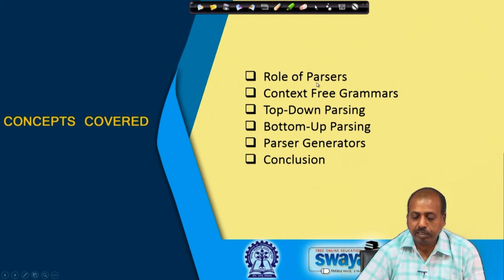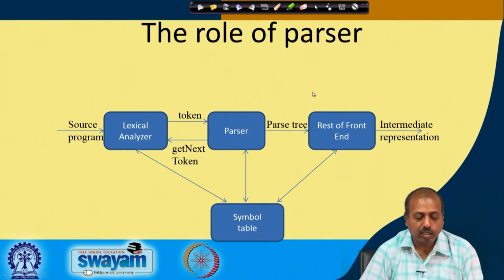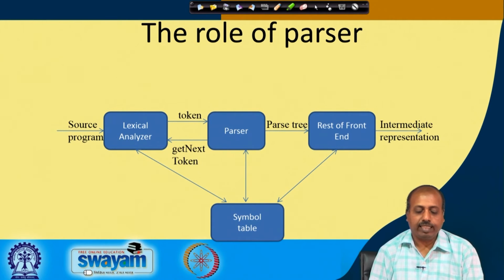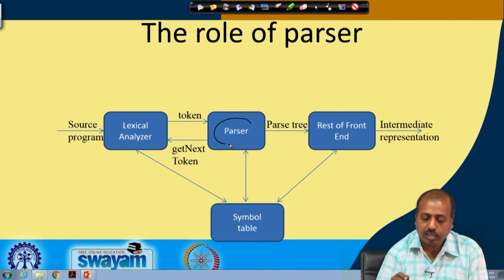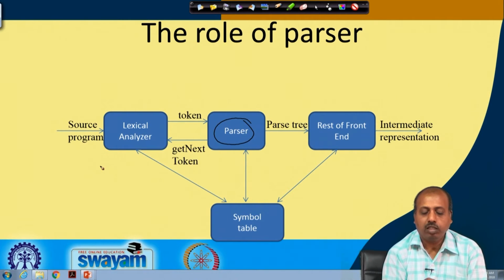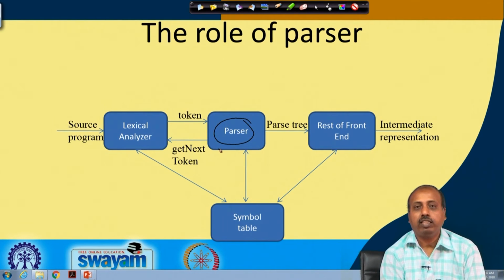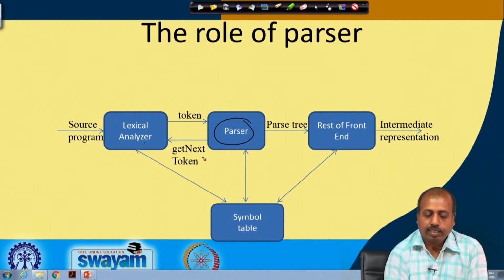So, let us start with the role of a parser. The role of a parser is like this. The parser is sitting somewhere here, and it is talking to the lexical analyzer for tokens. Whenever it needs a token to proceed, it will ask the lexical analyzer to get the next token.